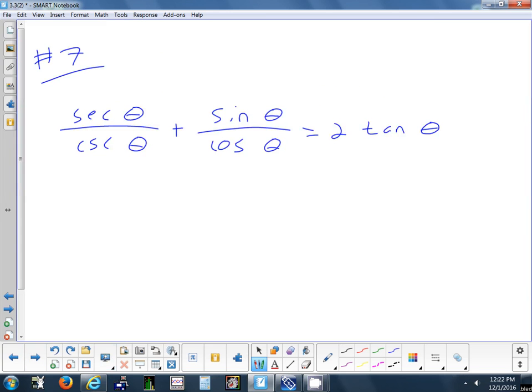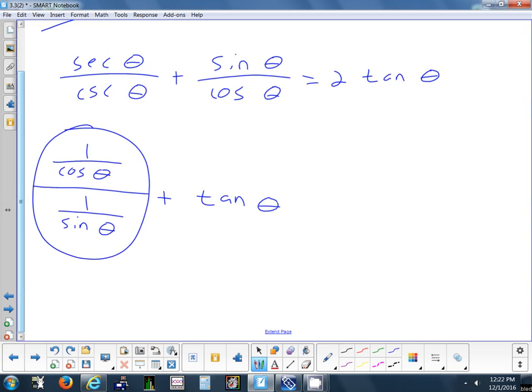Okay, number 7. In this one, what I would do is, let's change the first part to sines and cosines. So we get secant is 1 over cosine. Cosecant is 1 over sine. And now the second part, sine over cosine, I would rewrite that as tangent. And the reason I'm writing it as tangent is because I see tangent in the final answer. So if I can introduce tangent as I'm doing the problem, that's probably going to lead me in the right direction because it's in the final answer.